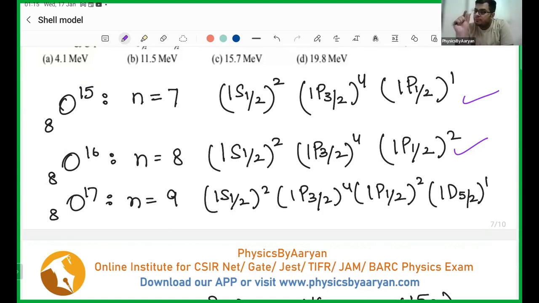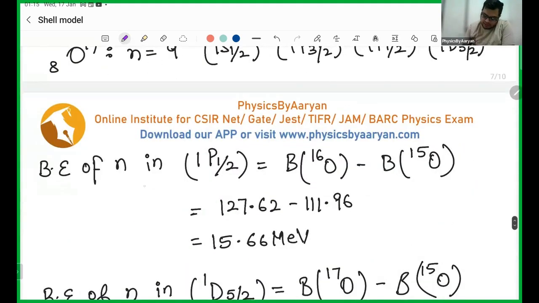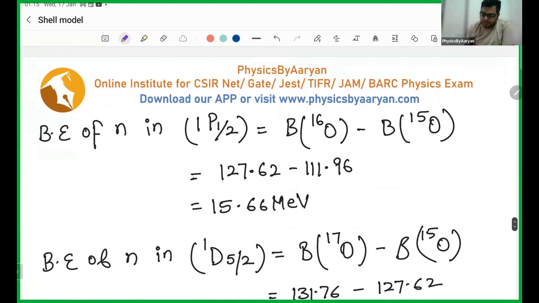For one nucleon in p 1/2, what will be the energy? That I can do. If I subtract the binding energy of both, I will get the energy of p 1/2. So I subtracted the binding energy of both. If you do that, the binding energies are given to you, you will get 15.66 mega electron volts.